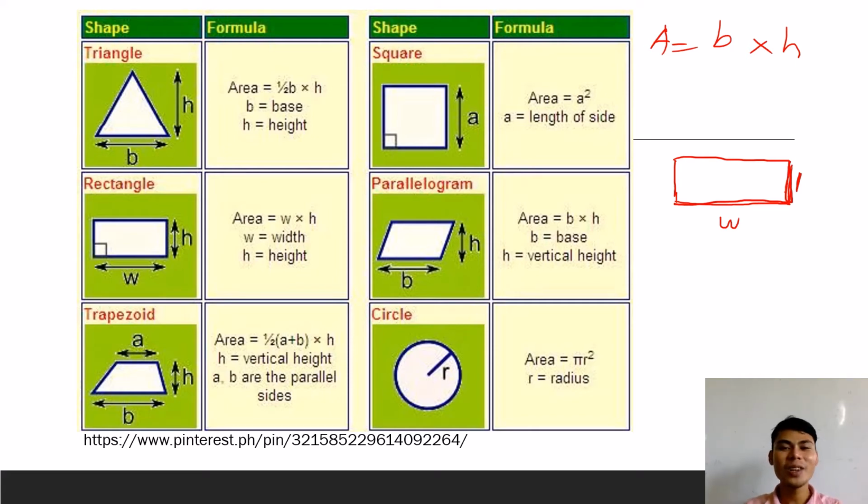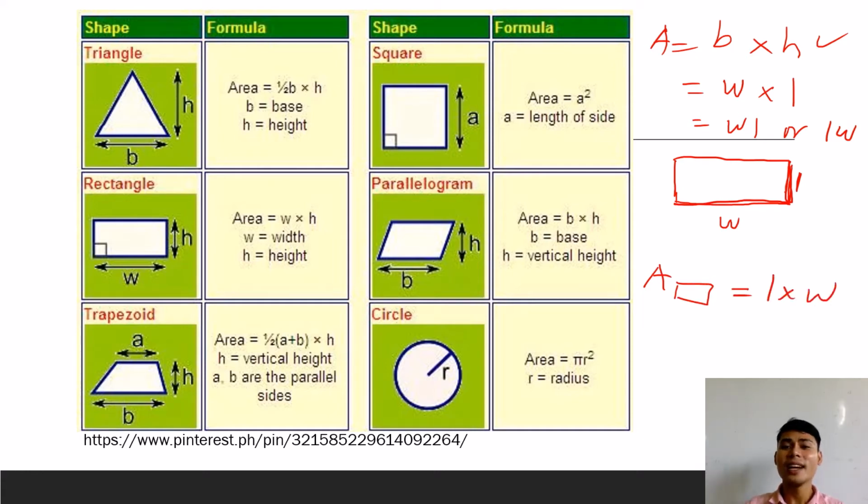Okay, so based on the formula that we have, base times height. What's the base? It's W. What's the height? It's L. So W times L is just WL, or length times width. Usually when we are asked for the area of the rectangle, we say length times width. See? That's all there is to it. But again, if you have a better way of understanding, memorizing, or familiarizing the formula, you can use that. I will not hinder you from doing so. So that's it for the rectangle.